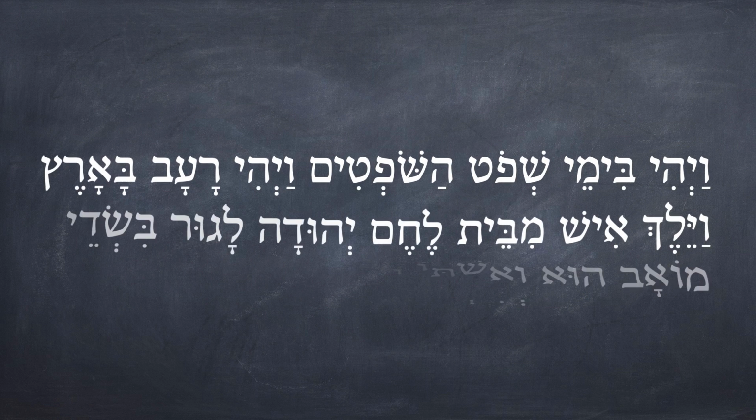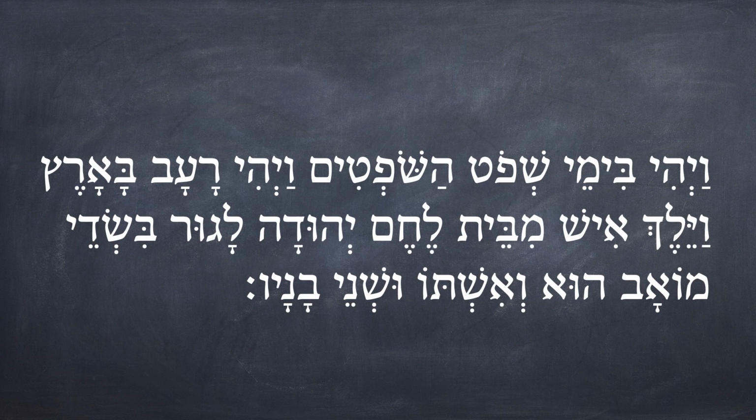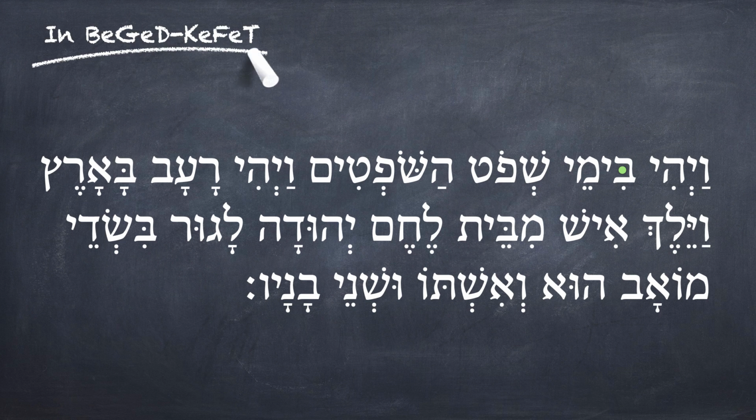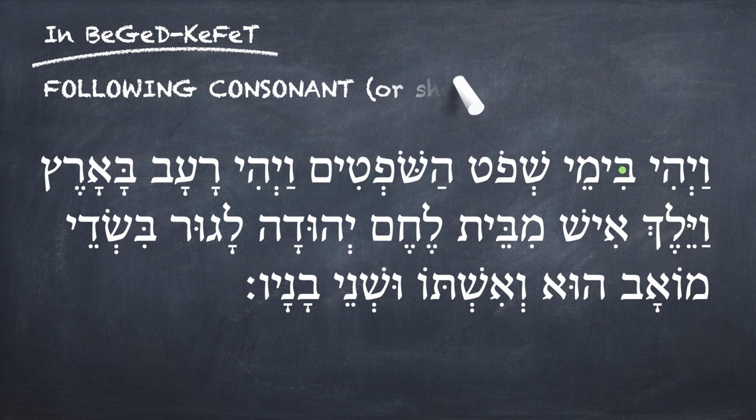For example, here's that first verse of Ruth again. And here's a dagesh in the bet of bimeh. If we look behind it, it's preceded by this yod. So here's the rule. In a beged kefet letter, following any consonant or a shva, the dagesh is always a kal. No doubled letter, it's just signaling the hard plosive sound.